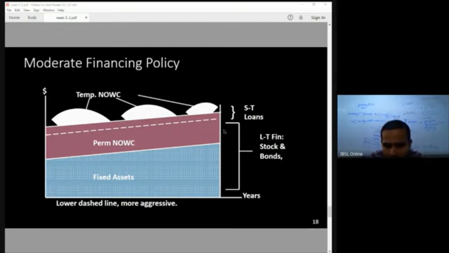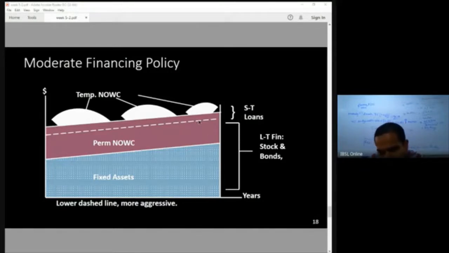See, in this graph, it shows that long-term financing has been used to fund part of the fixed assets as well as working capital, right? You have used long-term funding, then a certain percentage using short-term loans. Okay.